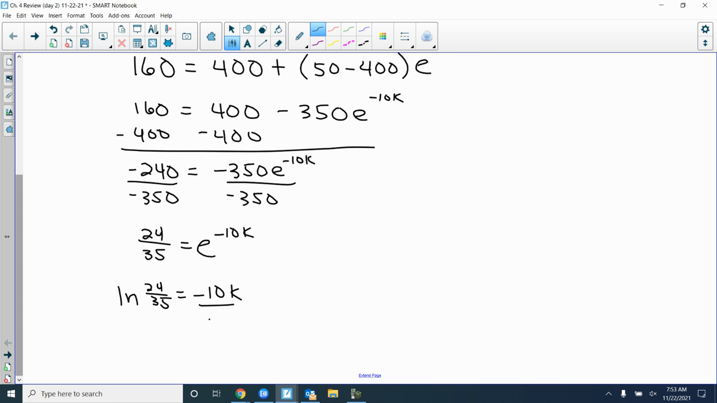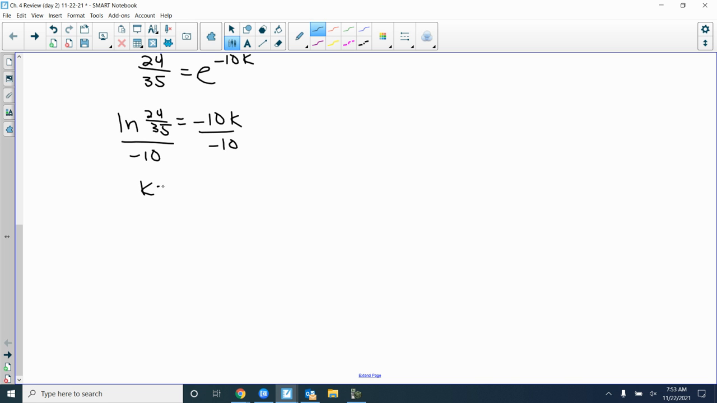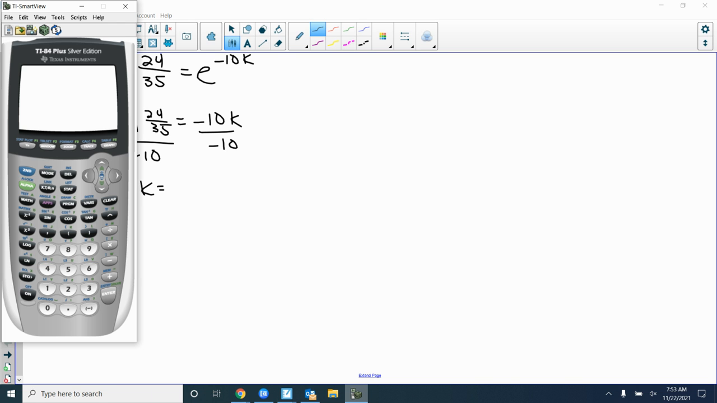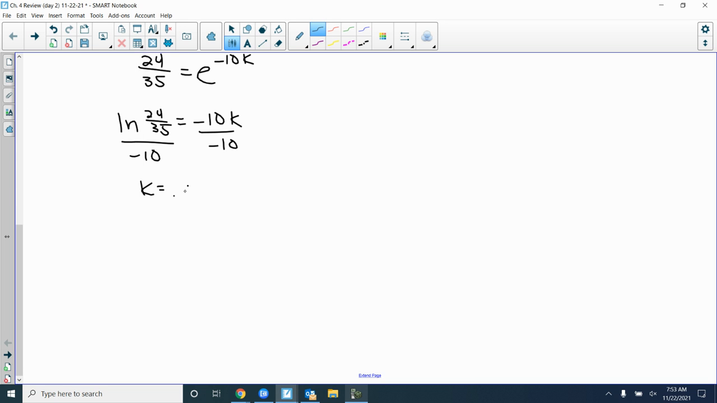Now you can either leave it in this exact form, or round it to 6 decimals. I'll give you that option on the test. ln 24 divided by 35 divided by negative 10 equals 0.037729. Here's what I got. Anybody get that? Okay, yeah, a couple of head nods.